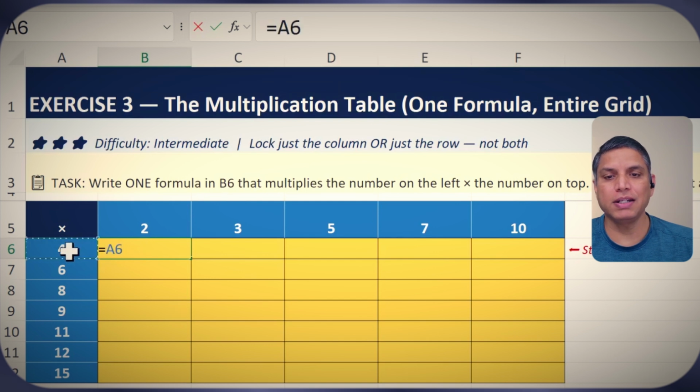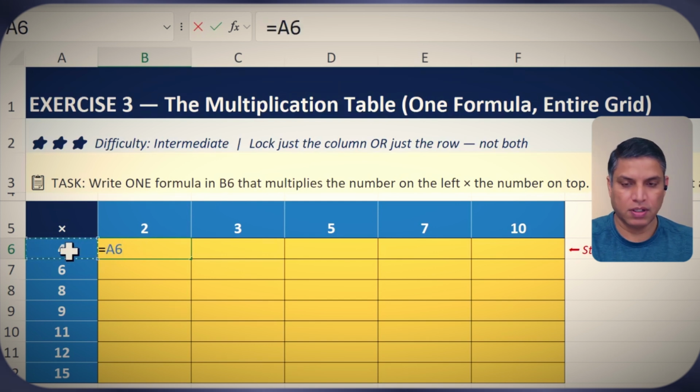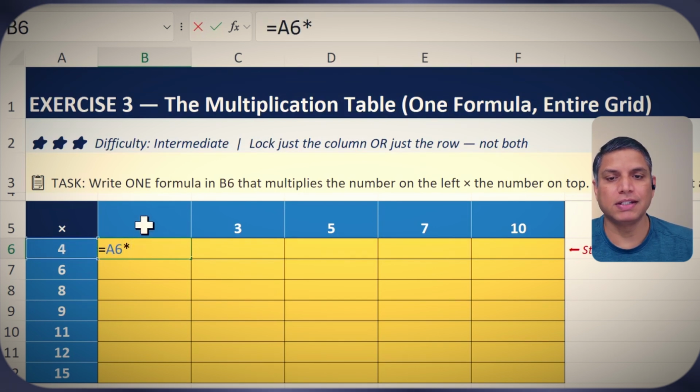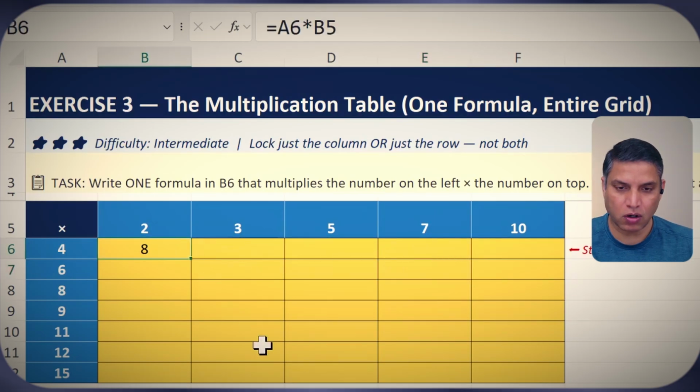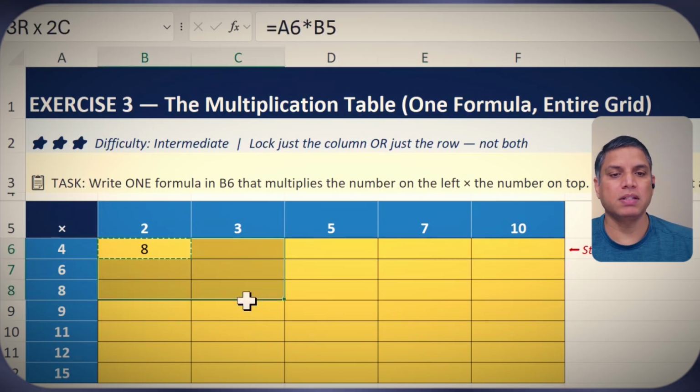I need to multiply A6 with this cell. Here, I will multiply 9 with 5. Here, I will multiply 6 with 7. Very simple calculation.